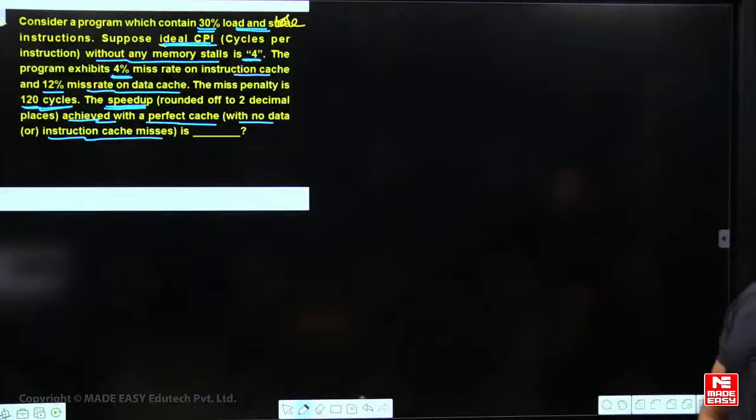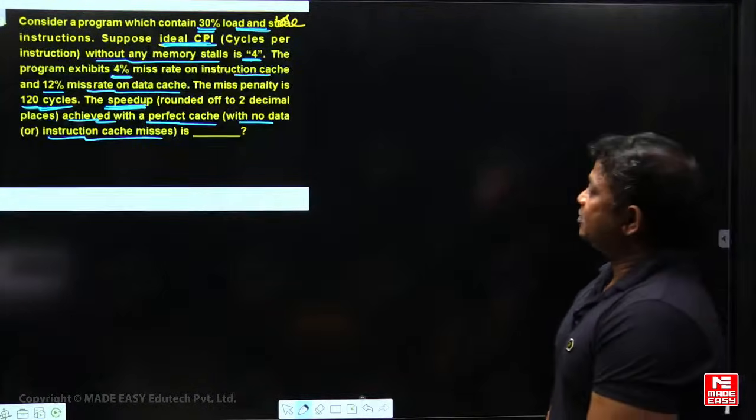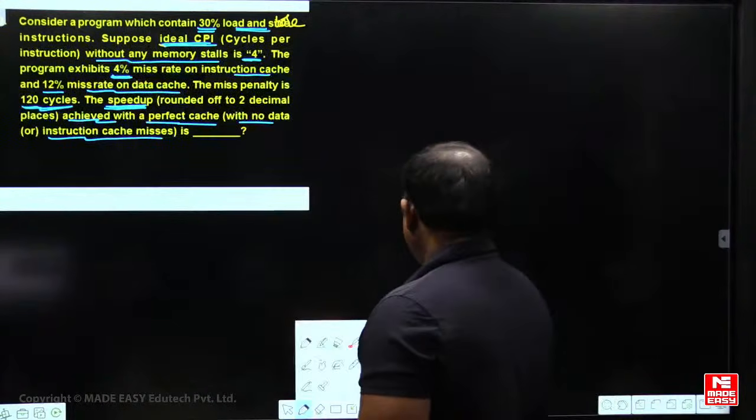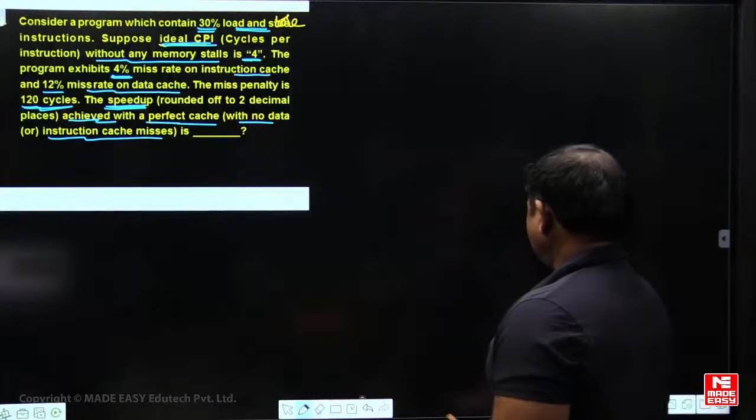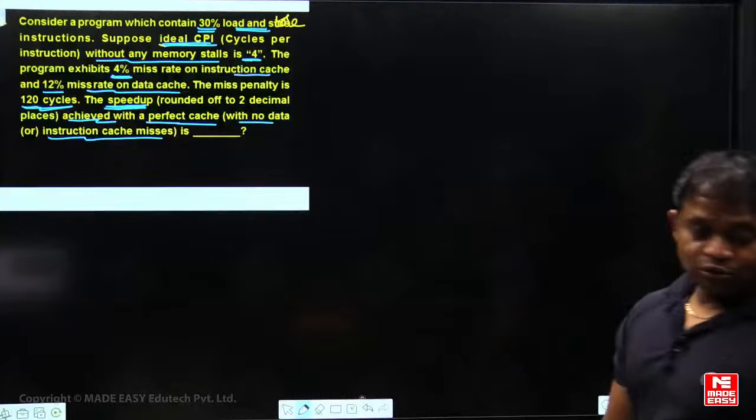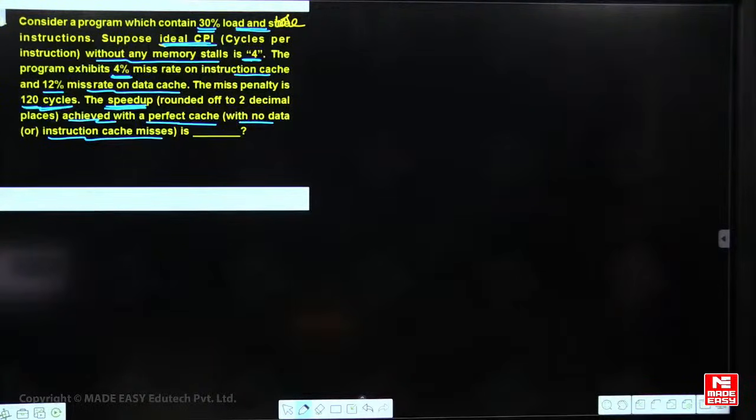Load and store instructions, ideal CPI. Then how to solve the question?